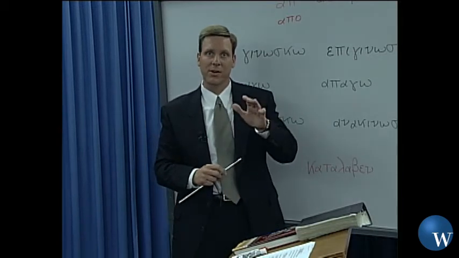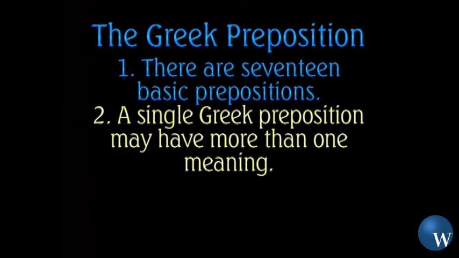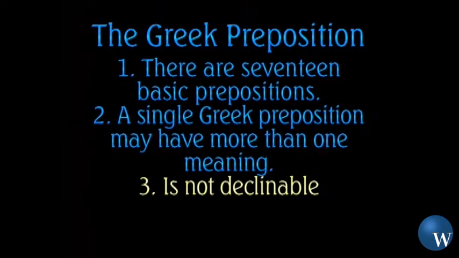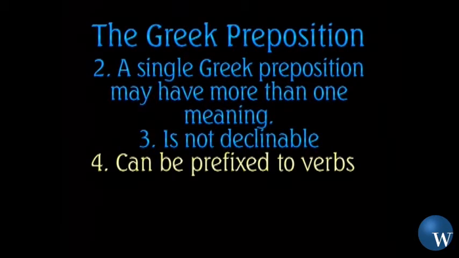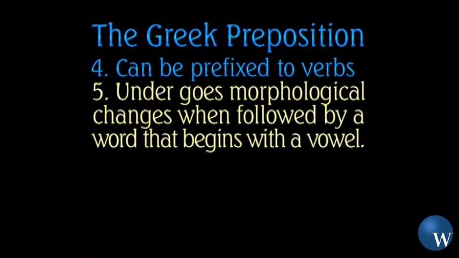All right, so let's review then what we have learned so far. Remember that a Greek preposition, there are 17 of them, 17 basic prepositions. Number 2, let's notice that a single Greek preposition may have more than one meaning. Number 3, it's not declinable. Number 4, it can be prefixed to verbs, and when it is, it can intensify the meaning, it can complete the meaning, and it can give an entirely new meaning. Number 5, a Greek preposition can undergo morphological changes when followed by a word that begins with a vowel, and you might add on to that, or a rough breathing mark as well.